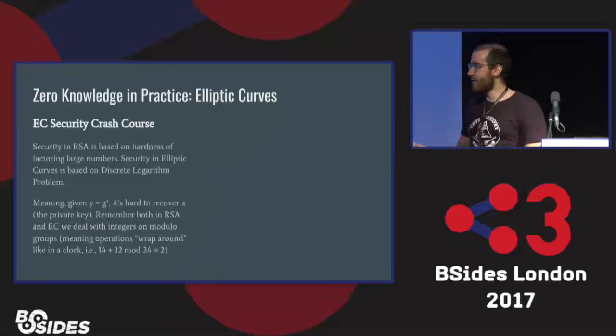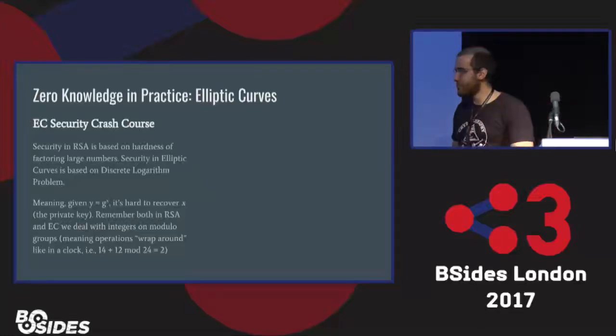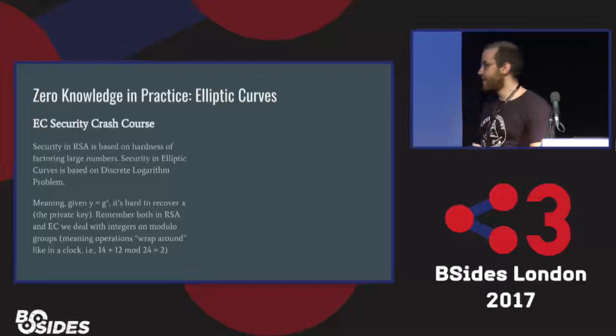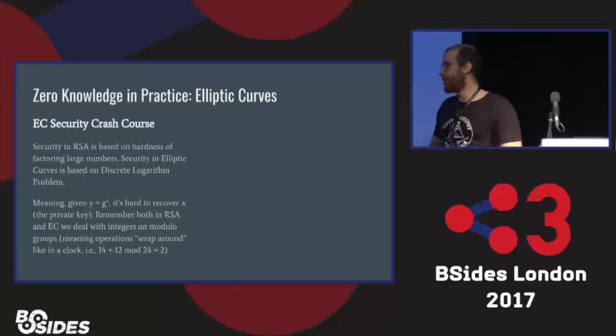So remember, in both RSA and elliptic curves, we deal with integers in modulo groups, meaning the operations wrap around, like clock arithmetic. If on a 24-hour clock I'm at 2 o'clock and I add 12 hours to that, I'm at 2 a.m. I'm not at 26:00. Because it's a modulo group, you don't have the visibility.